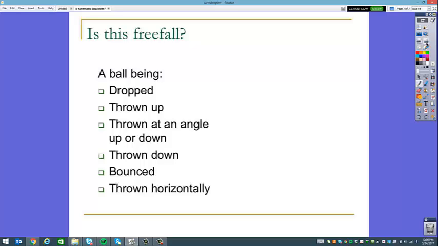Okay, so a ball being dropped, you think about it, is the only thing that's acting on it gravity? Yes. Okay, that is free fall. Is it being thrown up? Is that considered to be free fall? Yes. Because once it leaves your hand, the only thing that's acting on it is gravity. Gravity's slowing it down, gravity's speeding it up. Thrown at an angle up or down? Yes, that is also free fall. Again, once it leaves your hand, that's the only thing acting on it.